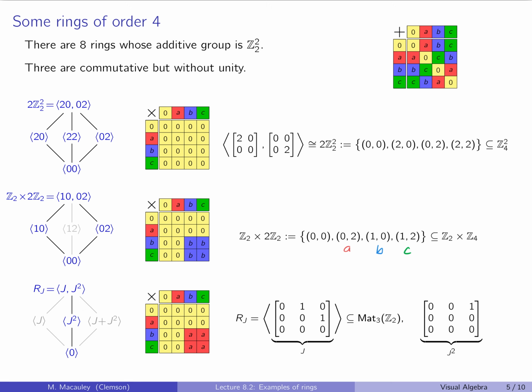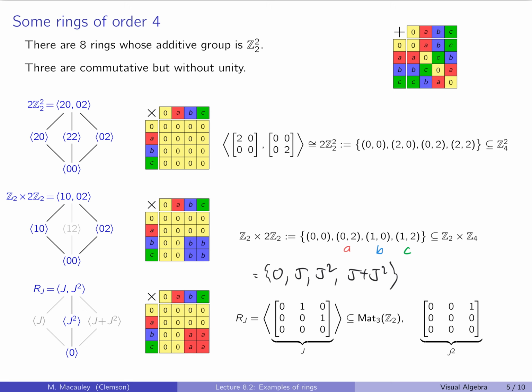But I call this RJ because this is a Jordan block in linear algebra, and this generates all the entries, because if you square this matrix, you get this matrix right here, J squared. And then if you add these together, you get J plus J squared. So these 3 elements you can think of as being 0, J, J squared, and J plus J squared. So which one is which?